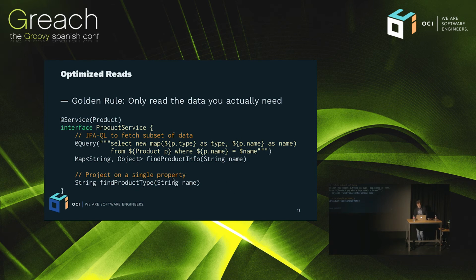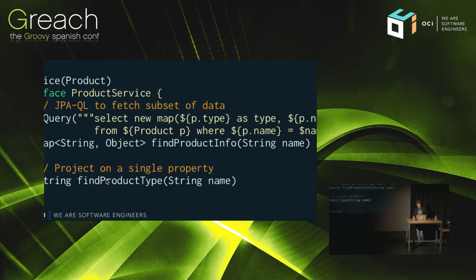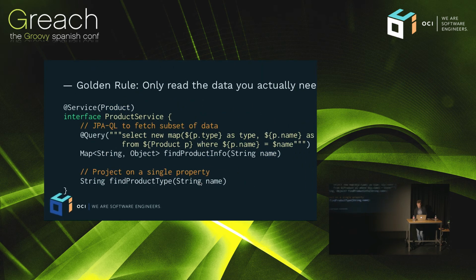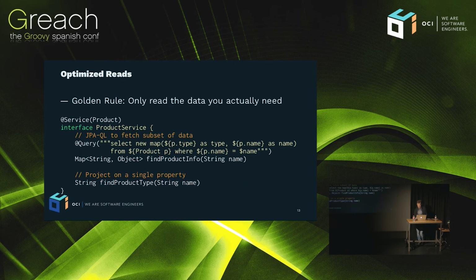You can also do pretty trivial projections. So you can write a method such as find product type, and it infers that type is a property of product, and will return. If the return type matches the property type, it will perform a projection, returning just the type for any particular query. Again, optimized projections implemented automatically for you.